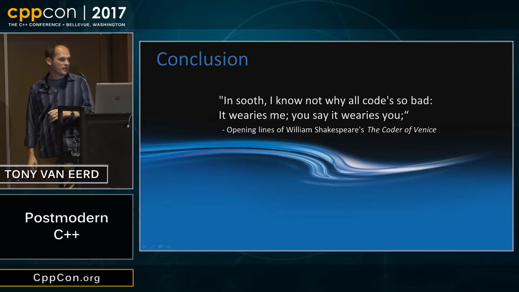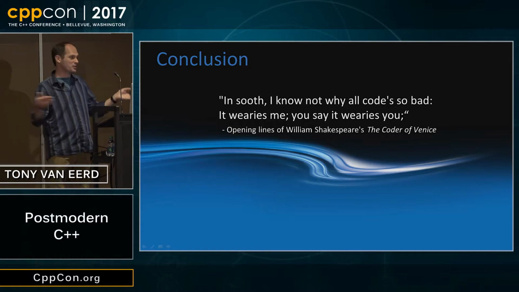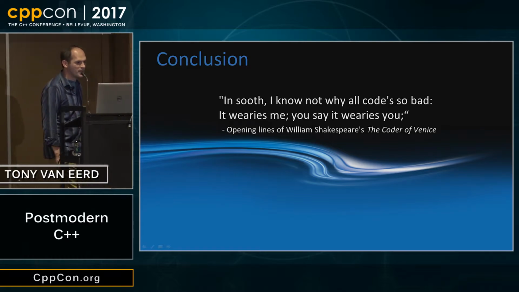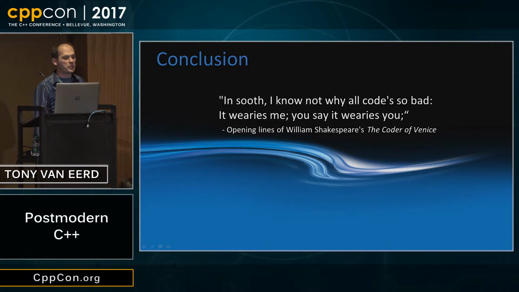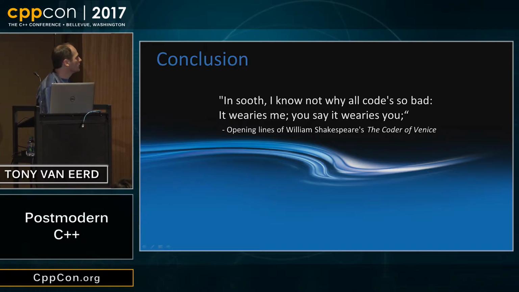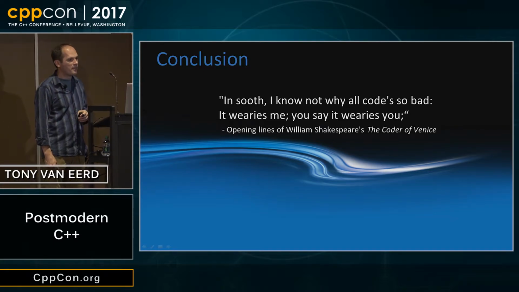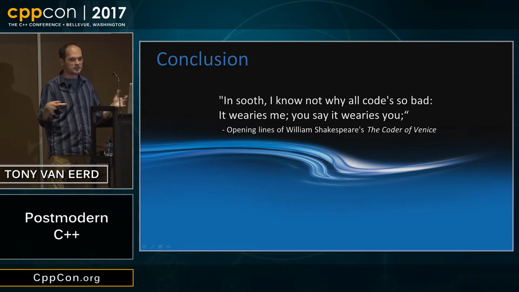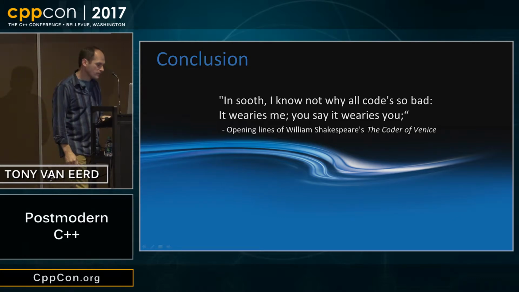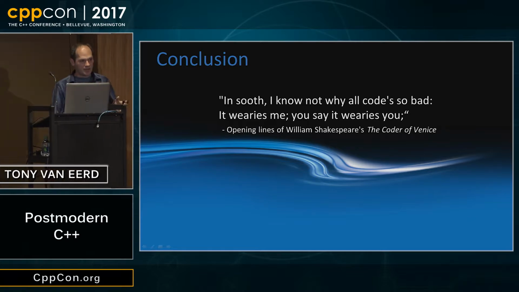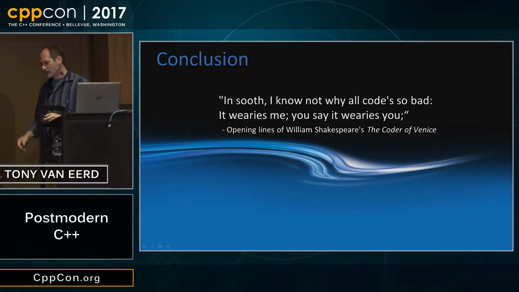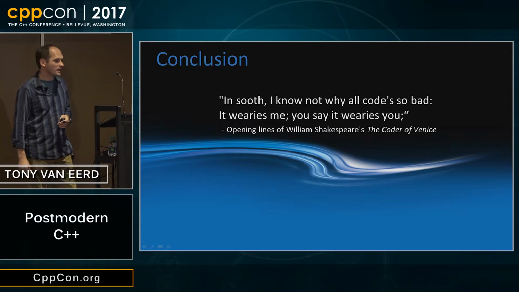I'm flying through here. Sorry. Yeah, I know where I'm at. I'm at the conclusion. I'm halfway through. In sooth, I know not why I'll code so bad. It wearies me. You say it wearies you. That's the opening line of Coder of Venice. I'm sure you all know it. Venice is known for its beautiful glassware, so it's like its own Silicon Valley. Okay, Silicon Marsh, swamp, Silicon Swamp.